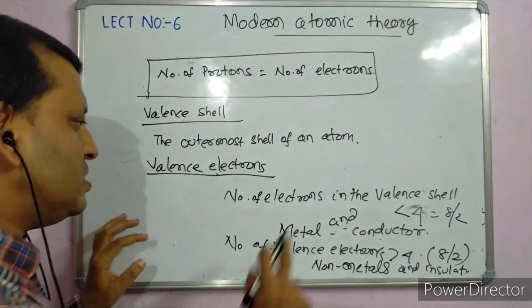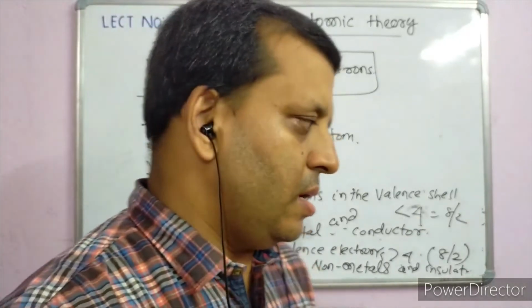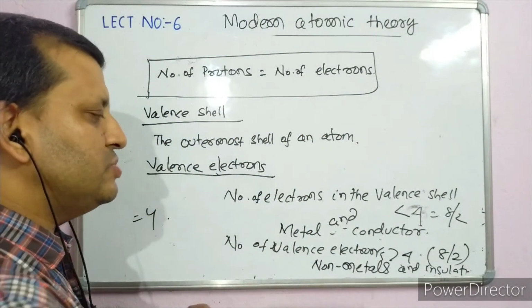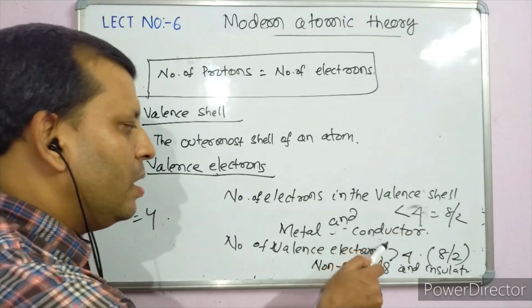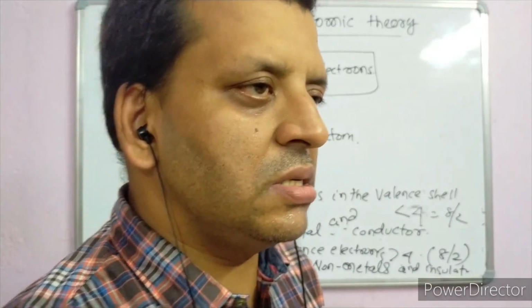If it is equal to 4, they possess the properties of both metals and non-metals, or else you can say they possess the properties of conductors and insulators. They are known as semiconductors.